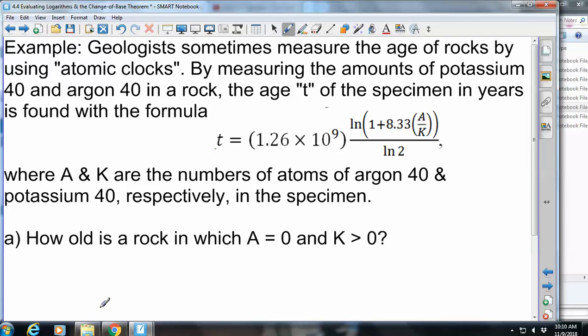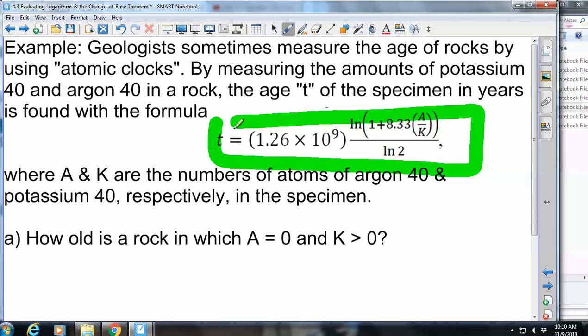So let's look at one. Geologists sometimes measure the age of rocks by using atomic clocks. By measuring the atoms of potassium-40 and argon-40 in a rock, the age of the specimen in years is found with this lovely formula. A and K are the numbers of atoms of argon-40 and potassium-40 respectively.